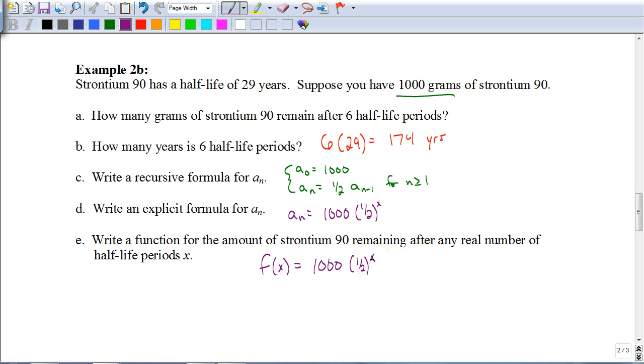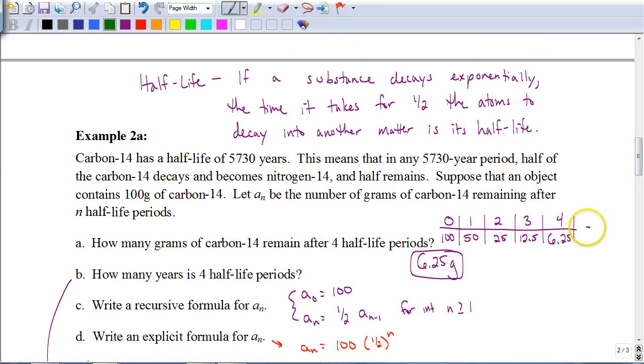Now let's use this to see if we can figure out how many grams of strontium-90 would remain after 6 half-life periods. So to do that, we're going to use this formula: 1,000 times 1/2 to the x power, where x represents the number of half-life periods. So it's going to be 1,000 times 1/2 to the 6th power. Well, when you do that on your calculator, we end up getting 15.625. So here, to find that value, we use our explicit formula instead of having to do a table like we did in the previous example.